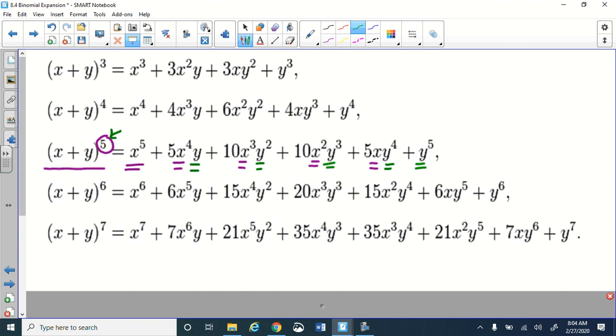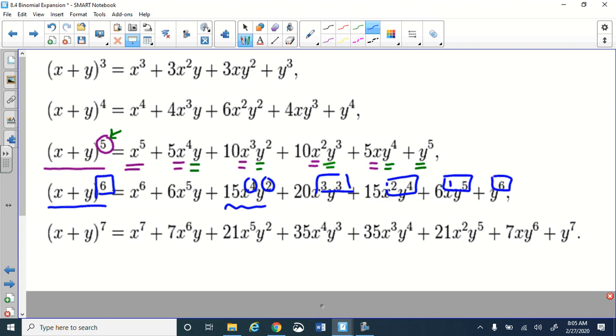Let's see, what else did students notice? Let's pick this binomial raised to the sixth power. They noticed that no matter what term you look at, the exponents in that term added together always equal the binomial's exponent. You can see that's true, right? 3 plus 3 is 6, and 2 plus 4 is 6, 5 plus 1 is 6, and just plain old 6 is 6.